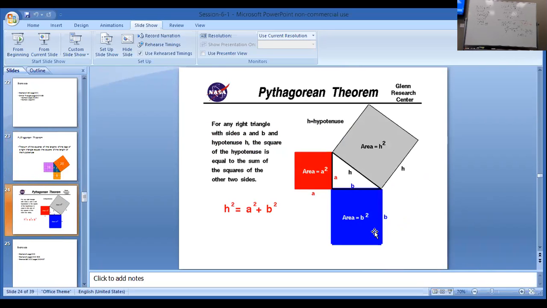For any right triangle with sides A and B and hypotenuse H, the square of the hypotenuse is equal to the sum of the squares of the two sides.